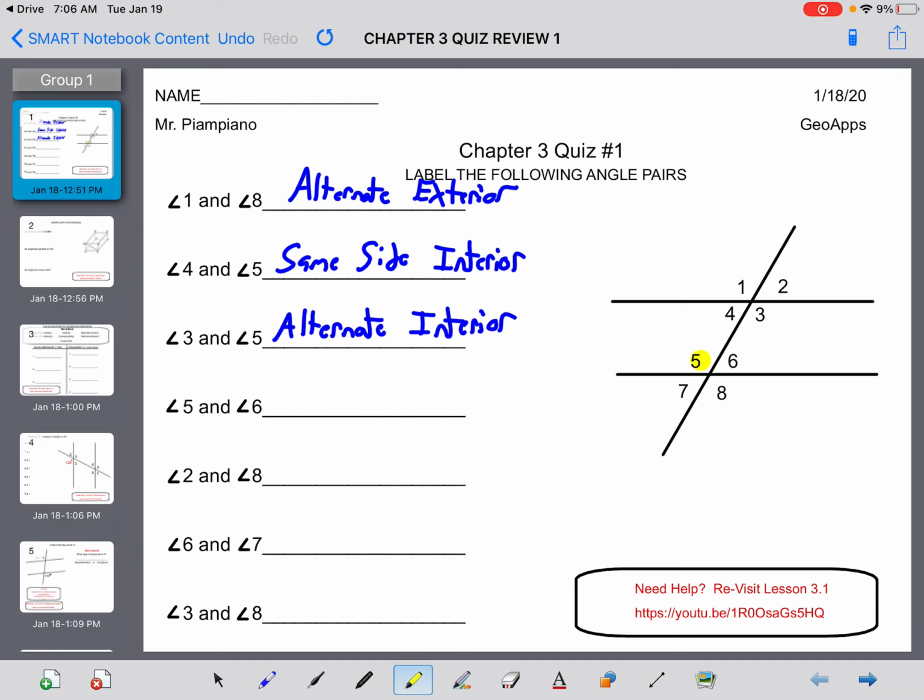And we have angle 5 and angle 6. If you look at the transversal, they're interior angles. They're on different sides, but they're not alternate interior angles. You have to take another look. Angle 5 and 6 create a straight line. So this is a linear pair. Angle 2 and angle 8 are exterior angles on the same side. Same side exterior.